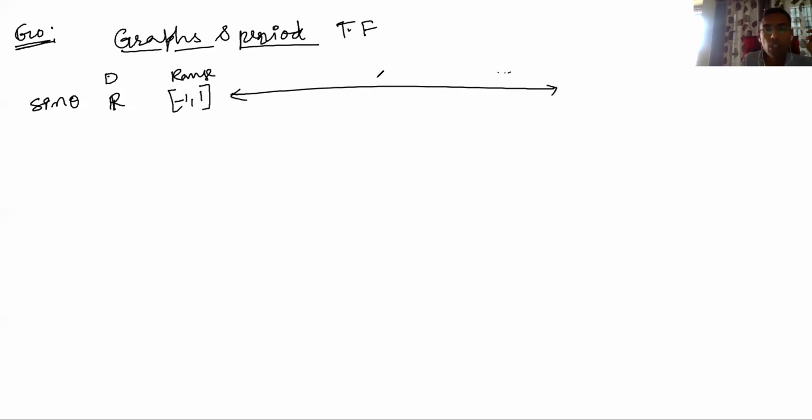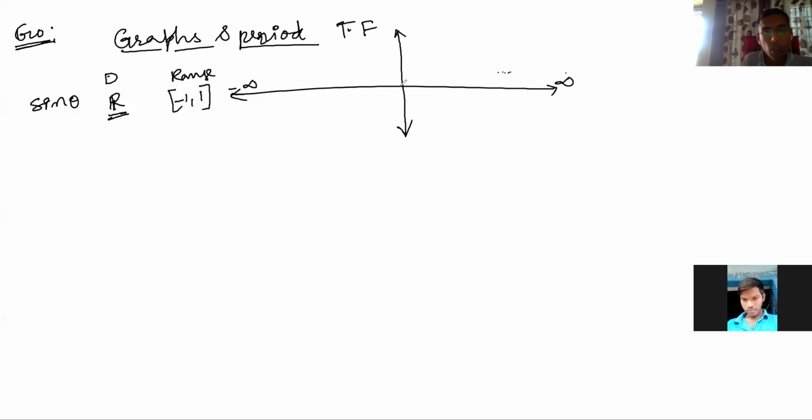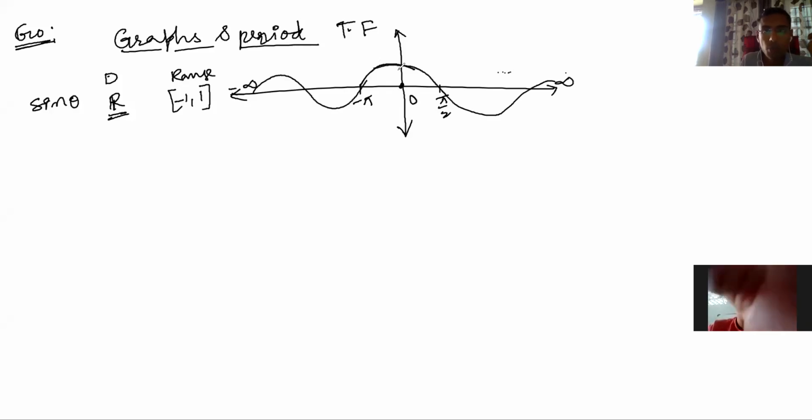So what is its graph? Now from minus infinity to infinity you can draw the graph. Why can you draw it from minus infinity to plus infinity? Because it is defined for all real numbers. Whatever theta value you take, you can get its image. That is the reason you can draw the graph. Overall, the graph is going to be like this. So this you need to remember.